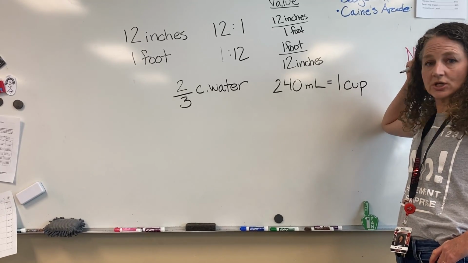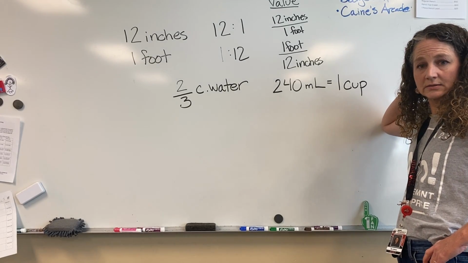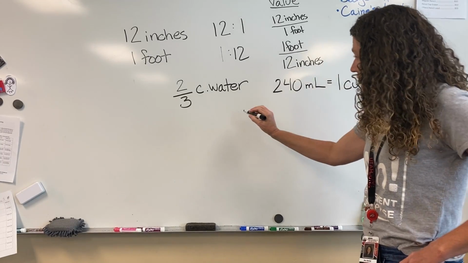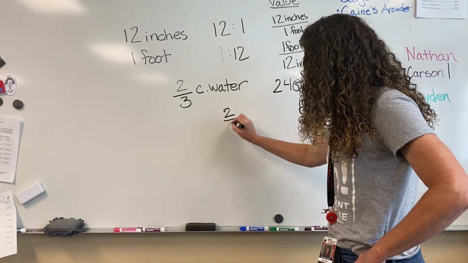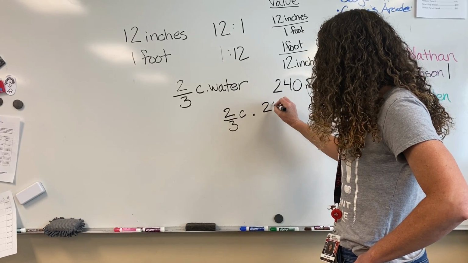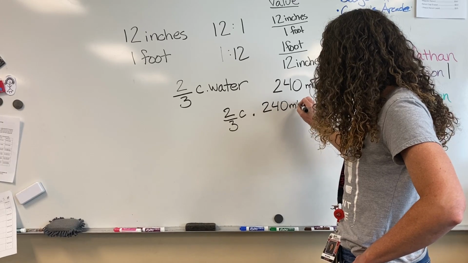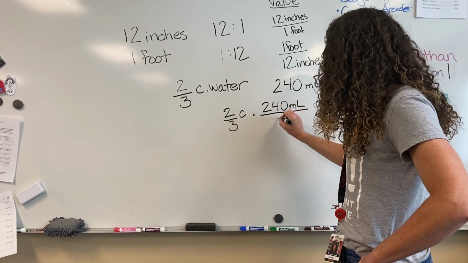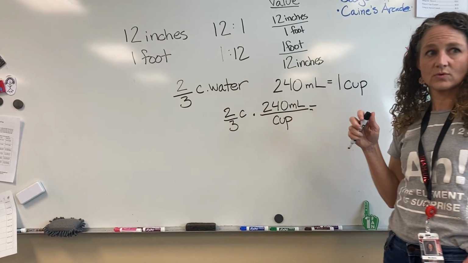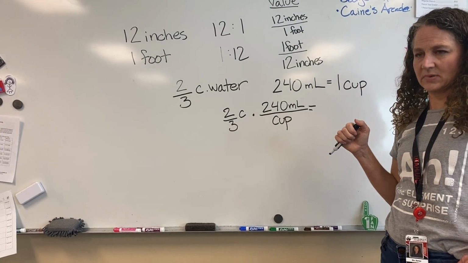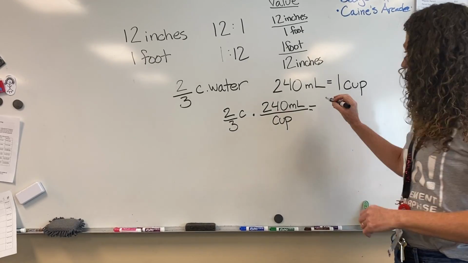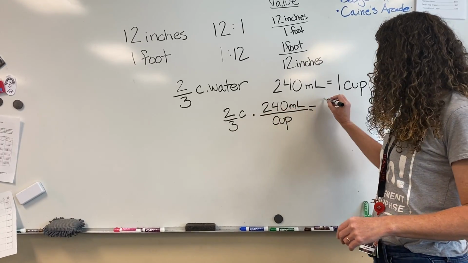What am I going to do? What am I going to do, McKinley? You divide that by 3 and then you multiply the thirds by 2. Because I do 2/3 of a cup times 240 milliliters per cup. And I get, what's 2 times 240? That is a big number. What is it? 480. What's 480 divided by 3?